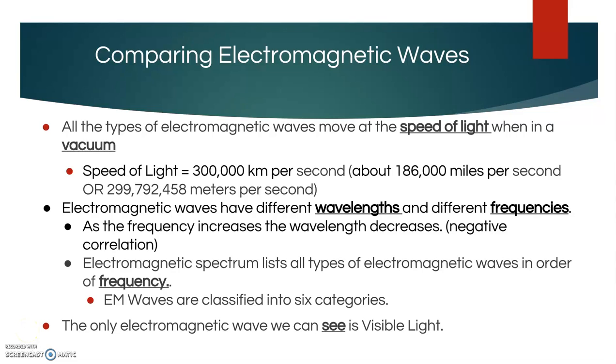All right, so also electromagnetic waves move at the speed of light when in a vacuum. And so they actually all move at the same speed. So remember the 7 different types of electromagnetic energy waves I mentioned at the beginning. Those all move at the same speed when they're in a vacuum, which means a place where there is no matter at all, no gas, no liquid, no solid. And that speed is actually 300,000 kilometers per second.